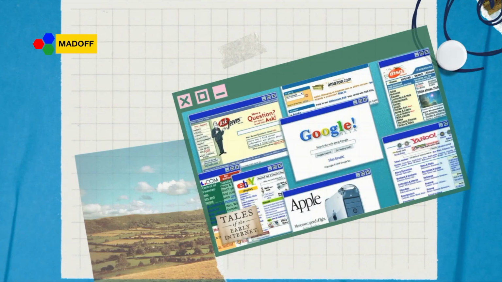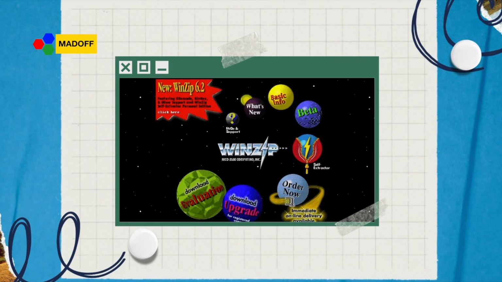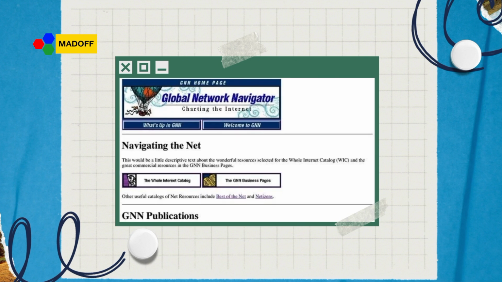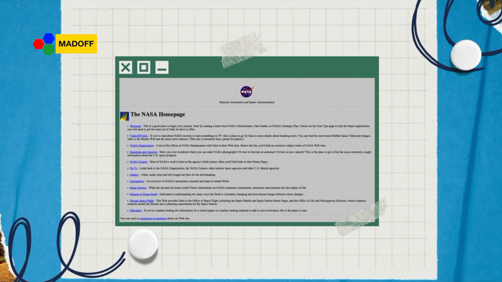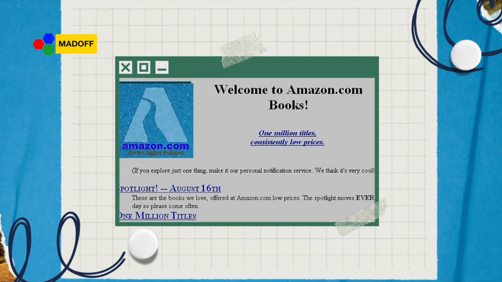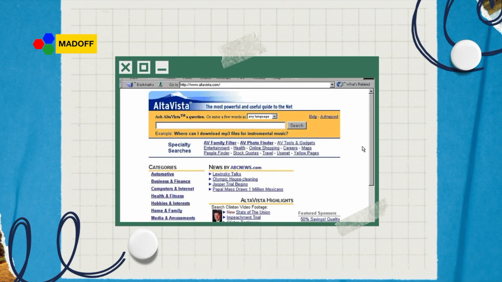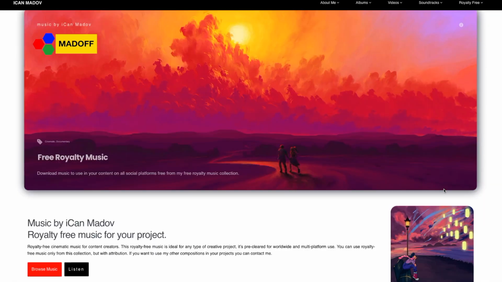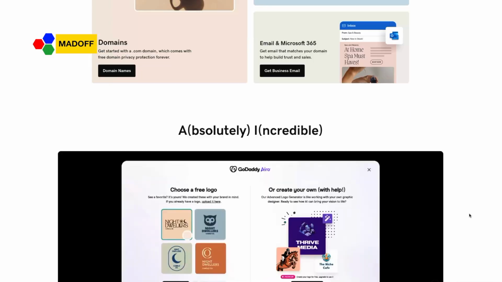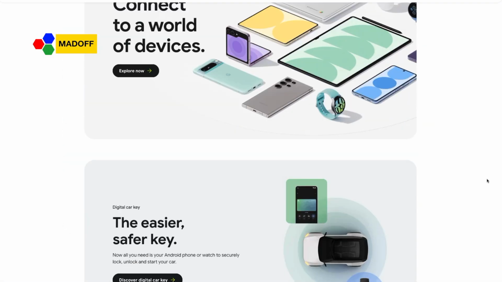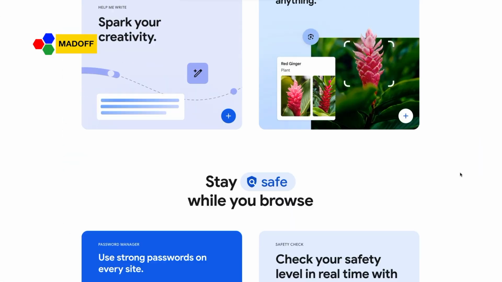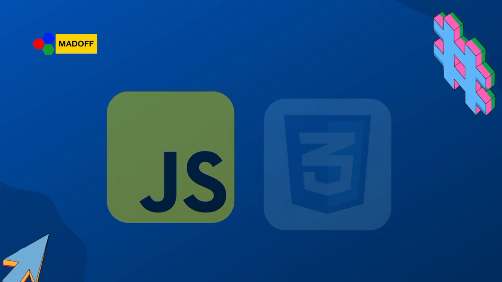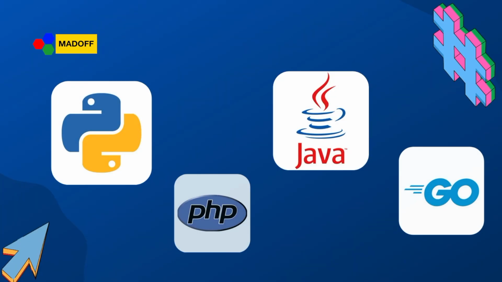The first websites appeared in the early 1990s, mainly in the form of static pages with text and images. Over time, websites have become more interactive and dynamic due to the development of programming and technology languages, such as JavaScript, CSS, and server programming languages.